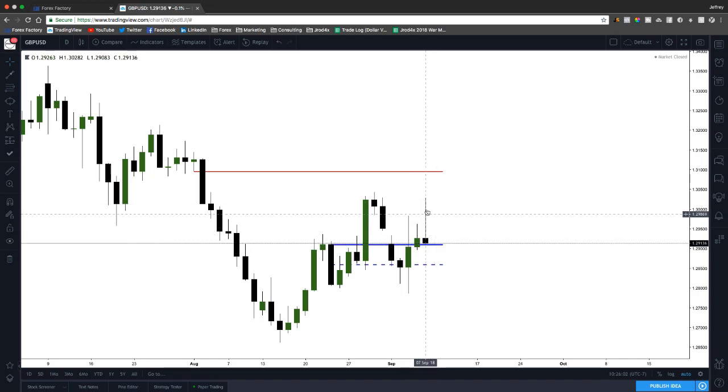Now this ugly wick in here is just due to NFP. I don't like the way that looks personally. Leslie, I'll go over turtle soup at the end. So the fact that we're above the daily ICT bullish order block, I would assume and expect them to find support here and then start to push higher.